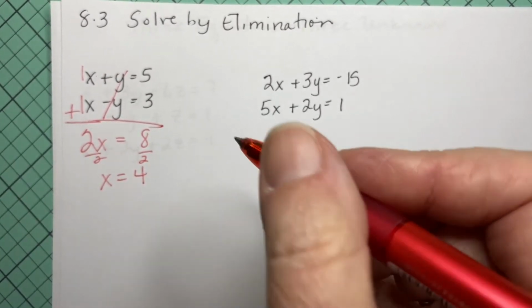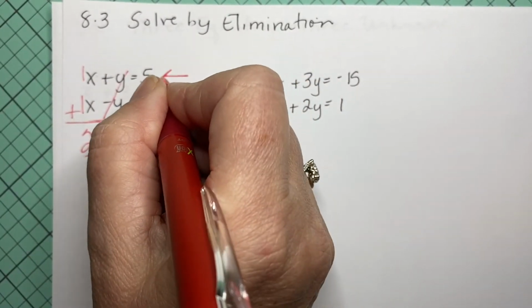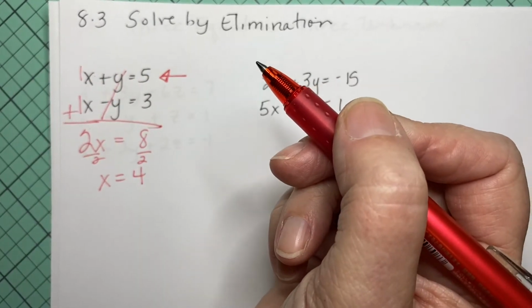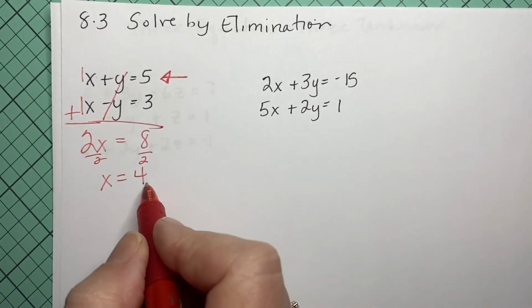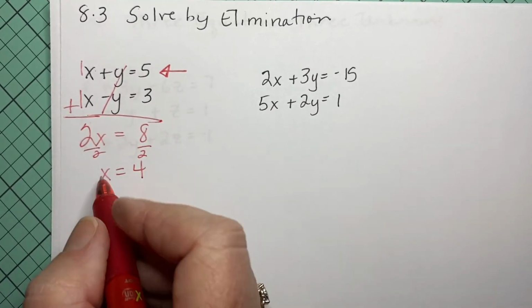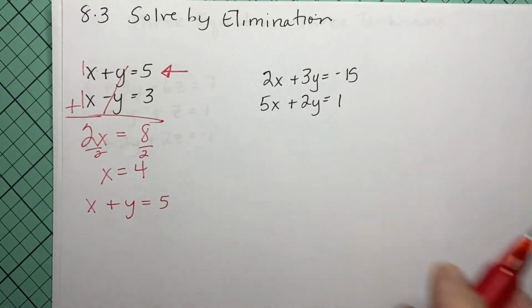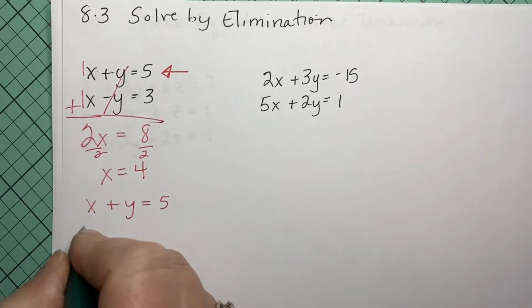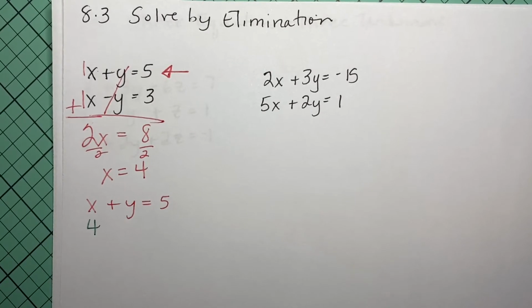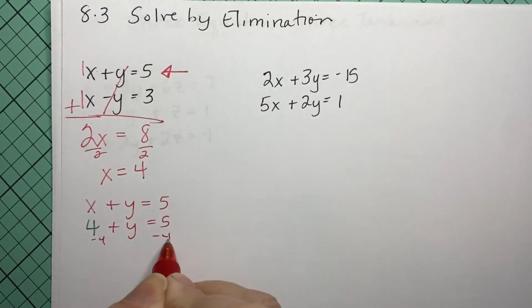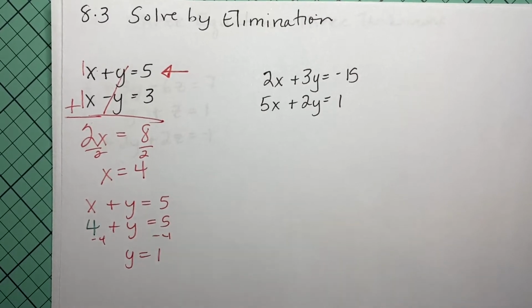So we have our x, so then you just go back to either one of these. It doesn't matter which one, you'll get the same answer no matter what. I'm just going to pick the first one just because it's right there. And I'm going to plug this 4 in for x. So you don't have to rewrite this, but I'm going to rewrite it. So I'm going to use x plus y equals 5, and I'm going to plug a 4 in for x. So that becomes 4 plus y equals 5, or minus my 4, y equals 1.